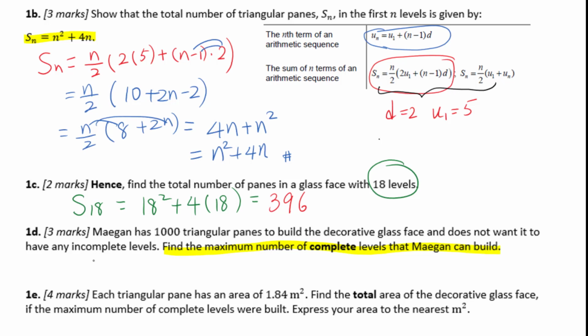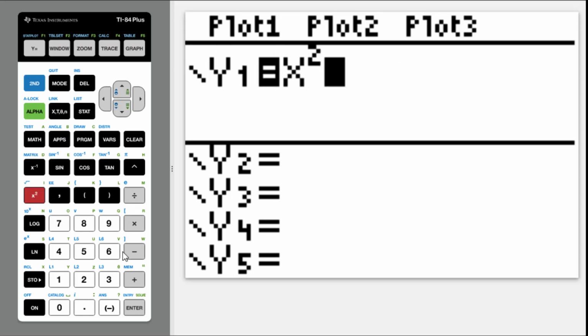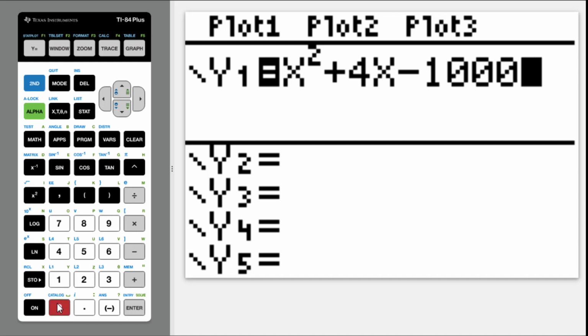We will set up the equation 1,000 equals n squared plus 4n. We will use this formula, and use the equation solver to figure out this n. Move everything to one side, change sign: 0 equals n squared plus 4n minus 1,000. Go to y equals x squared plus 4x minus 1,000.